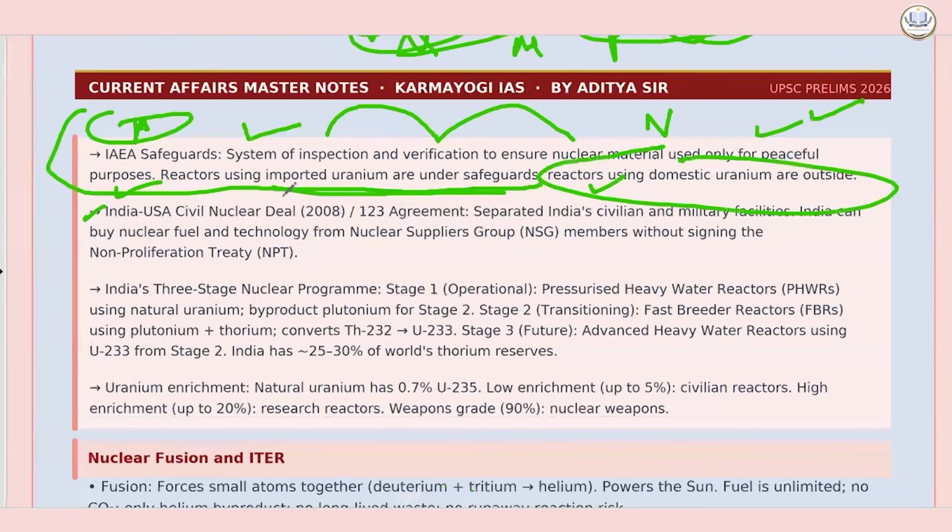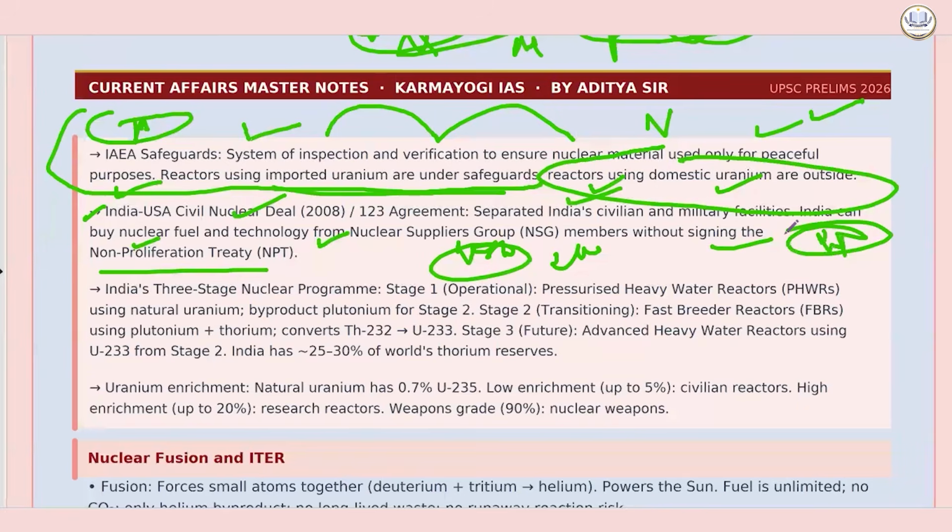Then the India-USA Civil Nuclear Deal was signed in 2008, which is also called the 123 Agreement. It separated India's civilian and military facilities. India can buy nuclear fuel and technology from NSG, that is Nuclear Suppliers Group, members without signing the NPT. Now, this was imposed on countries like India, and if any country legitimately needs a nuclear weapon, it is India, because India is between two hostile nations. Both are nuclear powers. One is not a democracy, and the second is a military dictatorship. So India legitimately needs this.